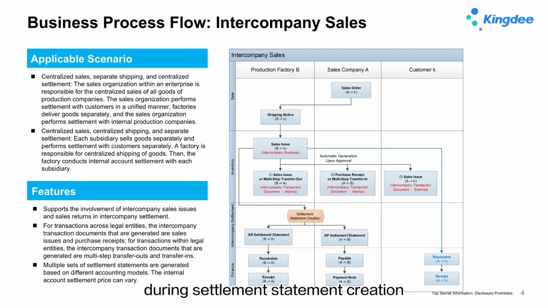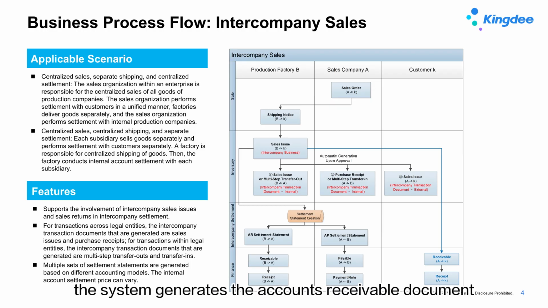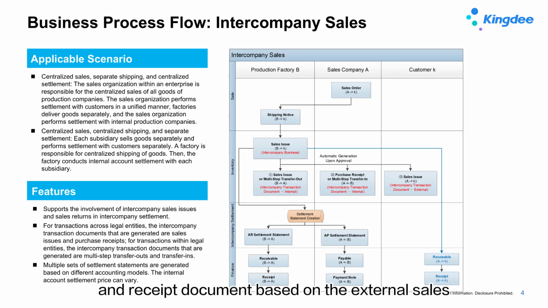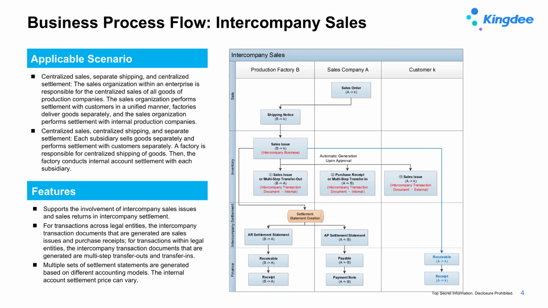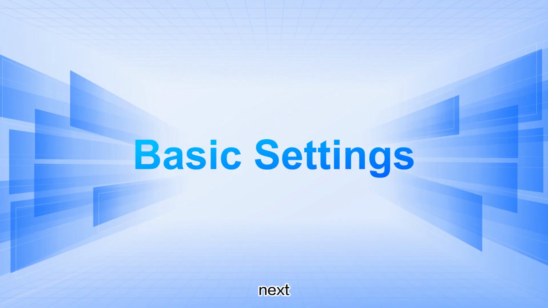During settlement statement creation at the end of each month, the system generates intercompany AR and AP settlement statements, along with accounts receivable documents, accounts payable documents, receipt documents, and payment notes. For an external customer, the system generates the accounts receivable document and receipt document based on the external sales goods issue document. Next, let's see how this is done in the system.